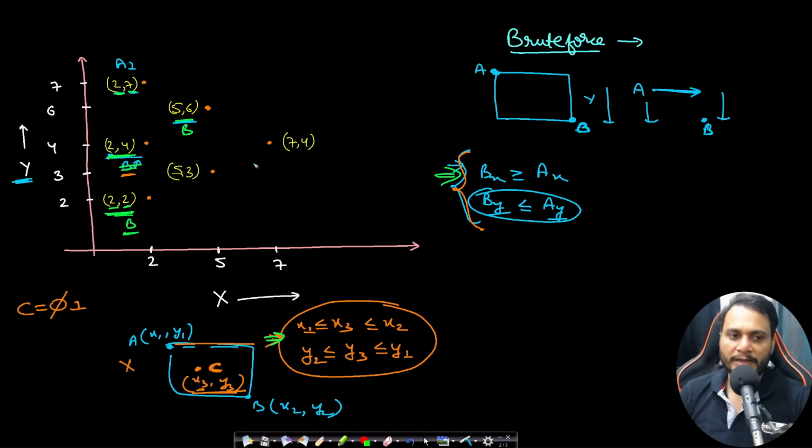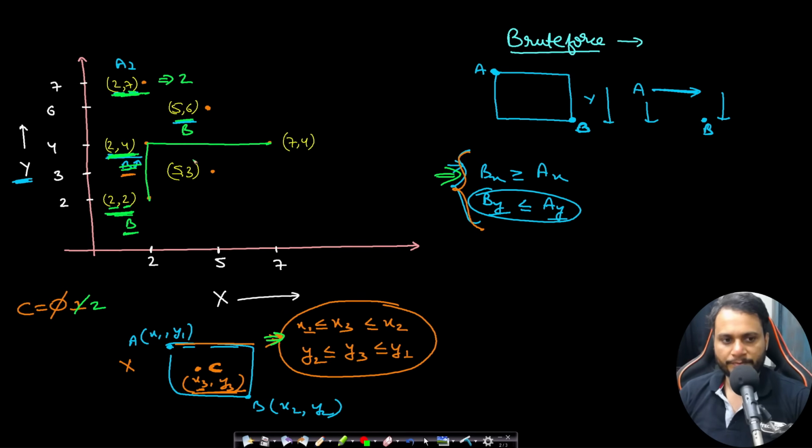We will not be finding anyone, and therefore this will also contribute one value. Okay, so if you keep checking like this, then for this point we will have 2 contributions. Now for this point, how many contributions do I get? 1 contribution and then 2 contributions. Okay, 2 contributions, and this can also be another contribution. So it will be giving me 3 contributions of rectangles.